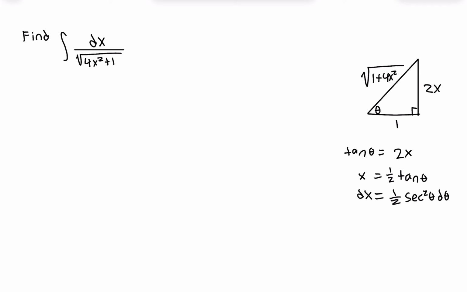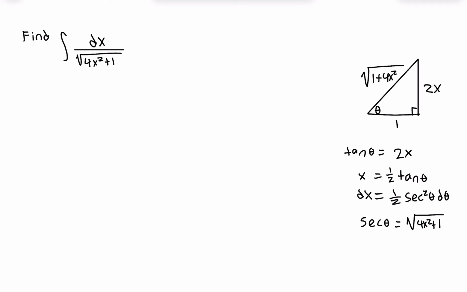So now we can take another trigonometric function on the triangle to solve for the square root of 4x squared plus 1. So we can see that secant of theta is equal to the square root of 4x squared plus 1. So now that we have these identities on the right, we can start substituting into the integral.